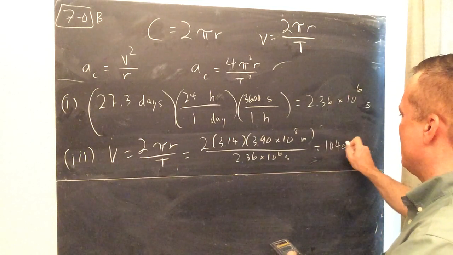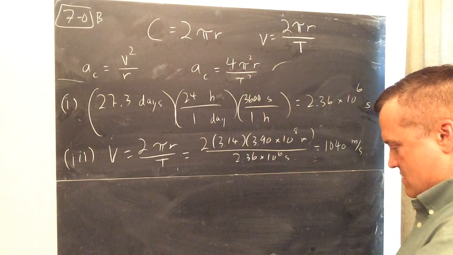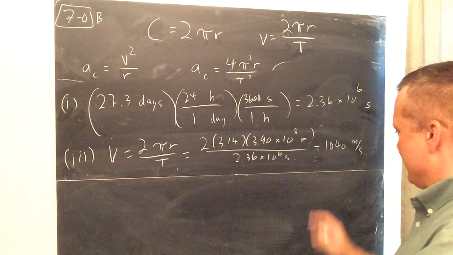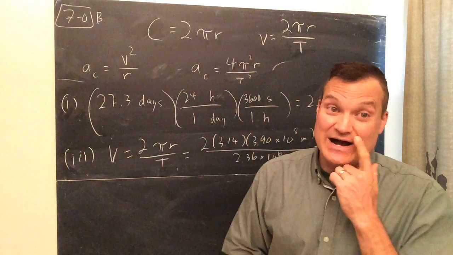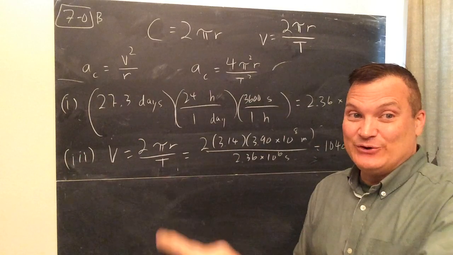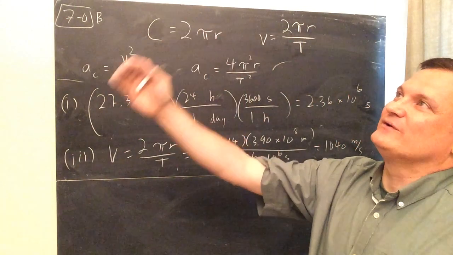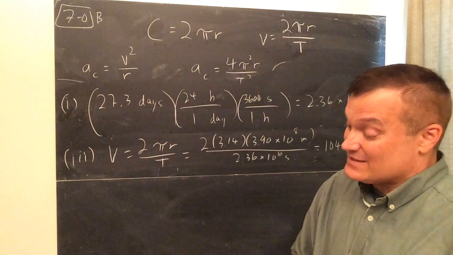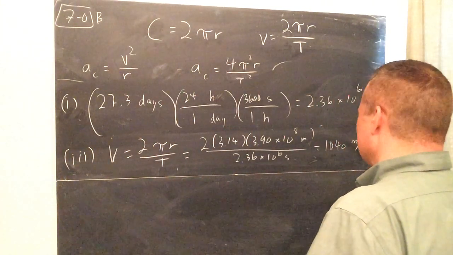So you get 1040 meters per second. And you know what? That's over 2,000 miles per hour. That's how fast the moon is moving. You know, it's so far away that we don't notice that, but it's moving 2,000 miles per hour. Wow. Okay. If you change it to miles per hour, you can do that.